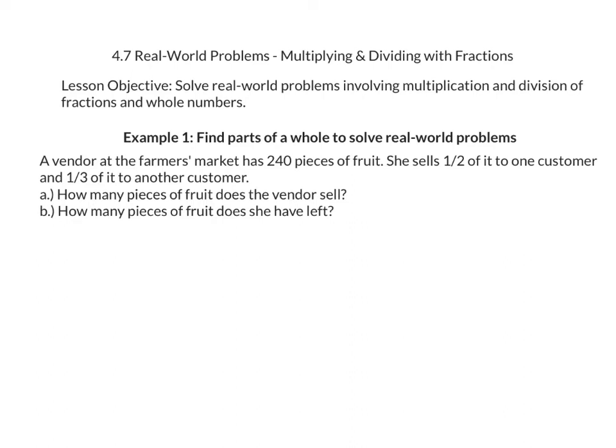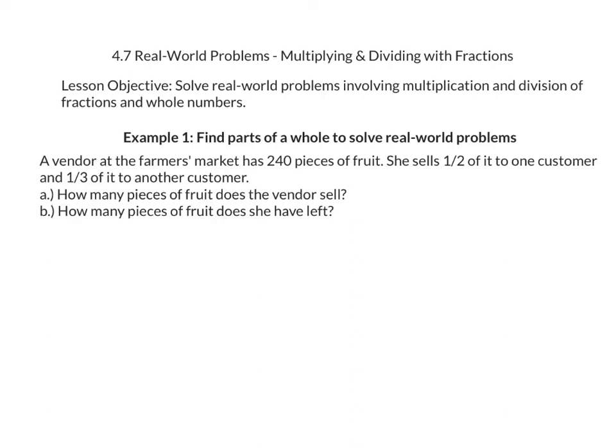In the first example, it says, a vendor at the farmer's market has 240 pieces of fruit. She sells half of it to one customer and 1/3 of it to another customer. How many pieces of fruit does the vendor sell? How many pieces of fruit does she have left?